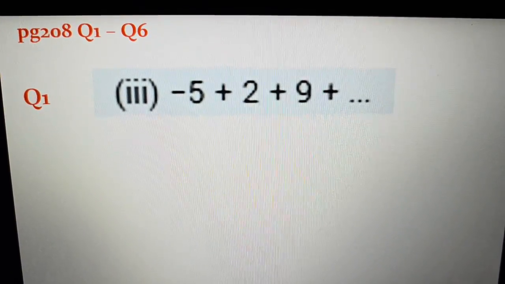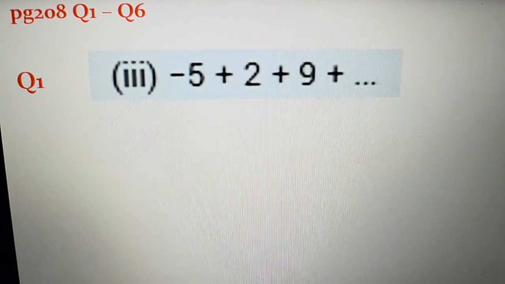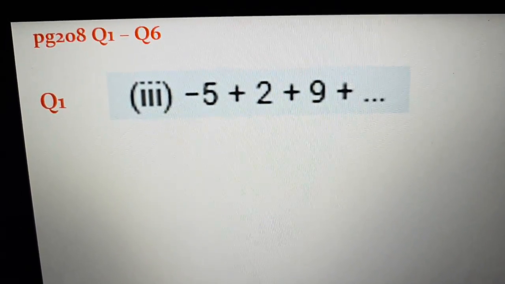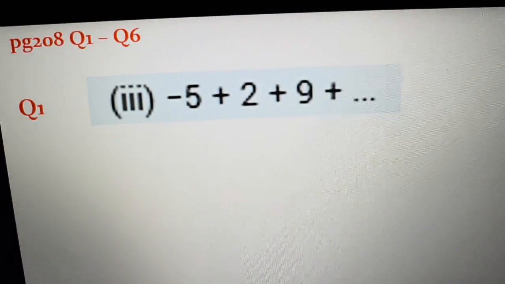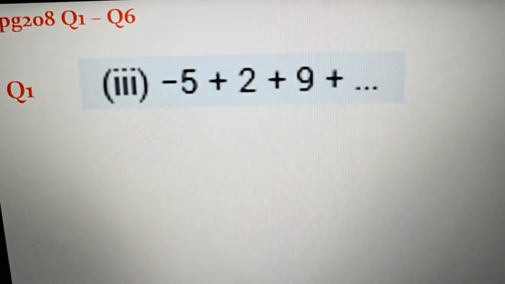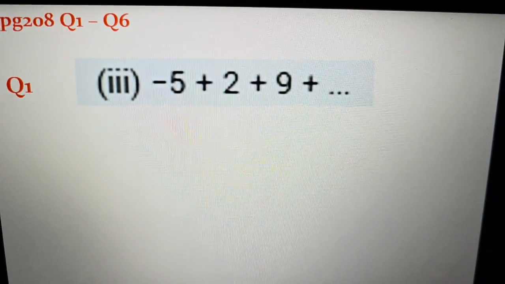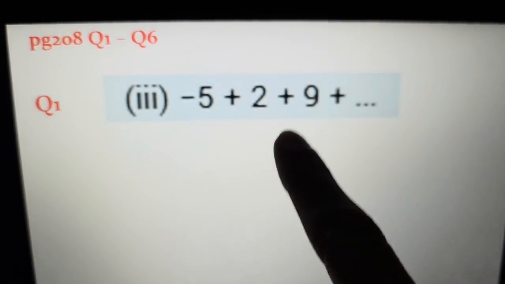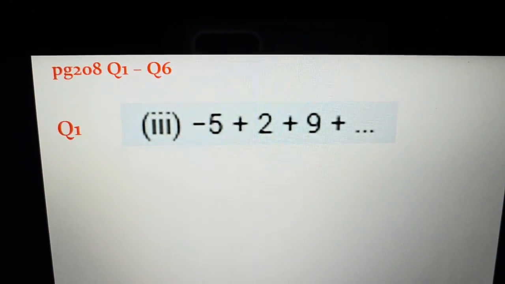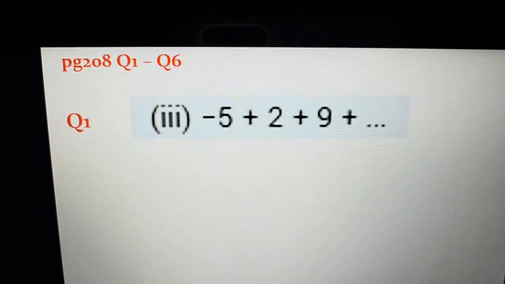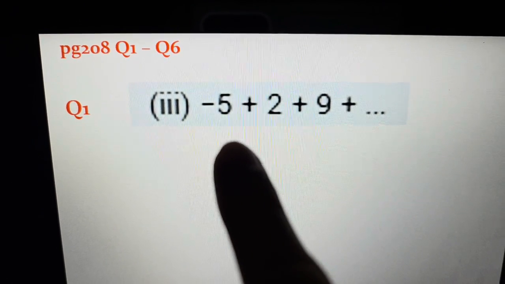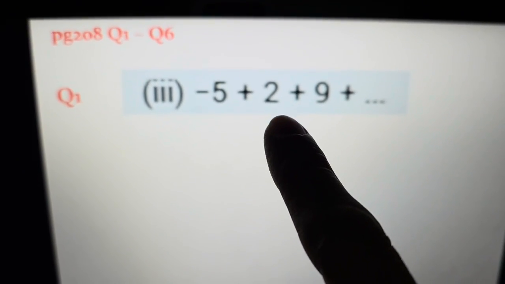Question 1 said find the sum of the first 30 terms in this arithmetic series. So -5 is the first term, so that's A. Then you need to get your common difference. Okay, so term 2, take away term 1. So that's 2, take away a -5, which becomes 2 plus 5, which is 7. So there's a difference of 7 to go from a -5 up to a 2.